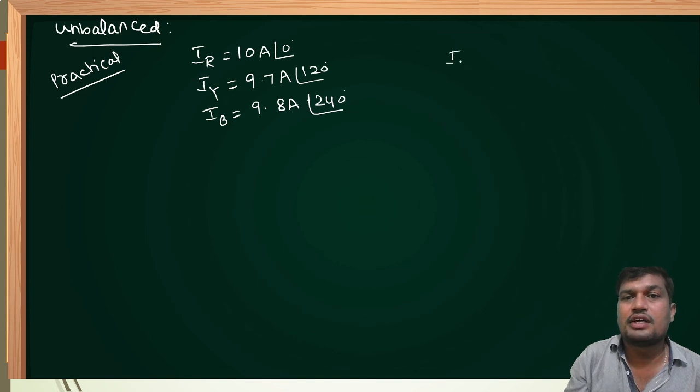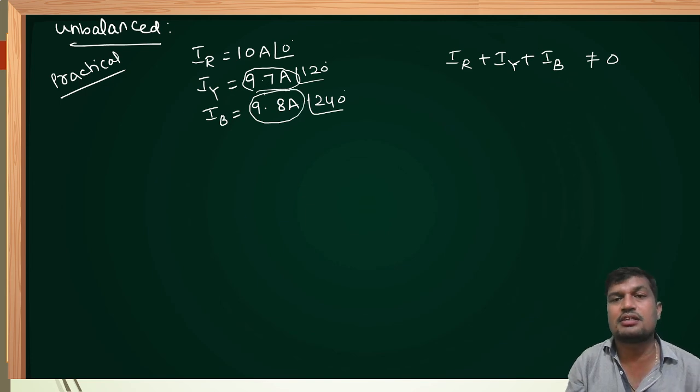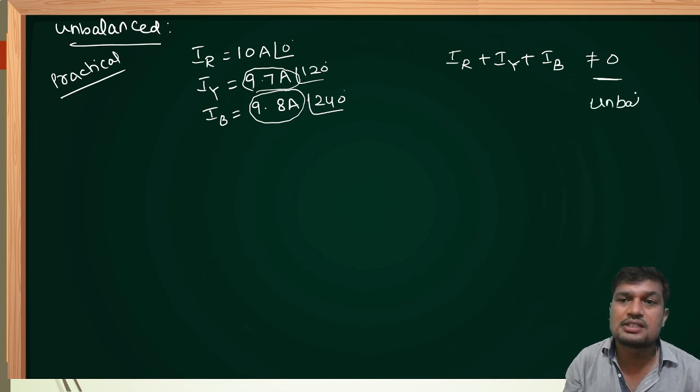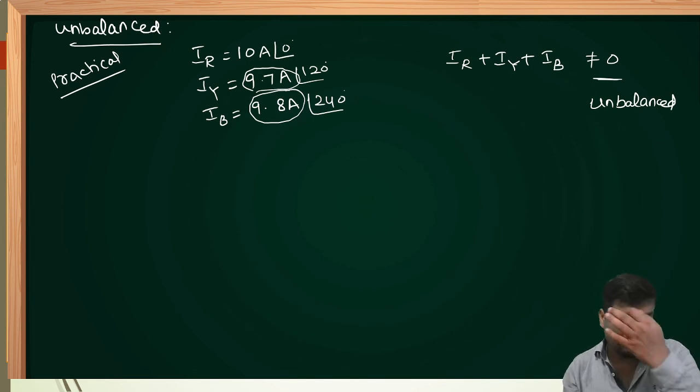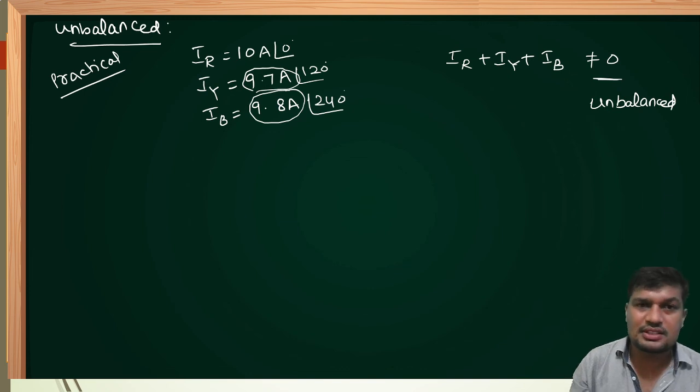Now if you go for IR plus IY plus IB, the sum of the three phase currents is not equal to 0. Why? Because the magnitudes of all three phases in practical conditions are not always equal. Therefore, the sum of the three phase currents will not become 0. We can say this is unbalanced condition. Now you have a question: Sir, practically you are saying the system is always under unbalanced condition, ideally you say the system is under balanced condition. Why does this unbalance occur in the power system?